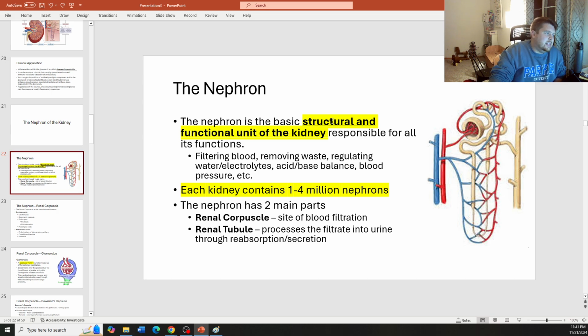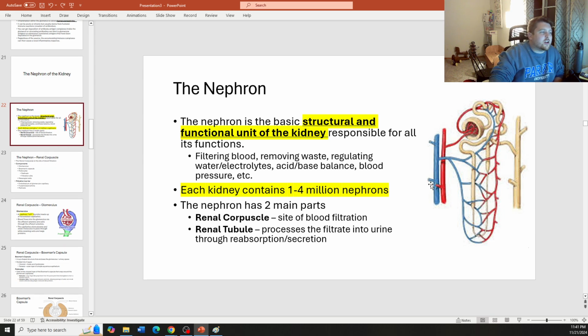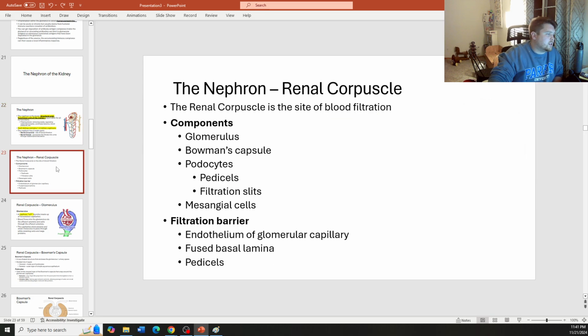So the nephron is the basic structural and functional unit of the kidney. Professors love to ask about the functional unit of stuff, so always know that. And the nephron is responsible for all of those functions that we mentioned earlier that we want the kidney to do. Each kidney contains between 1 and 4 million nephrons. And there's two main parts of the nephron. We have the renal corpuscle, which is where we do blood filtration, and then the renal tubule, which is where we process that filtrate, getting it down into urine and either reabsorbing the stuff that we want to keep or releasing, secreting all the stuff that we don't want.